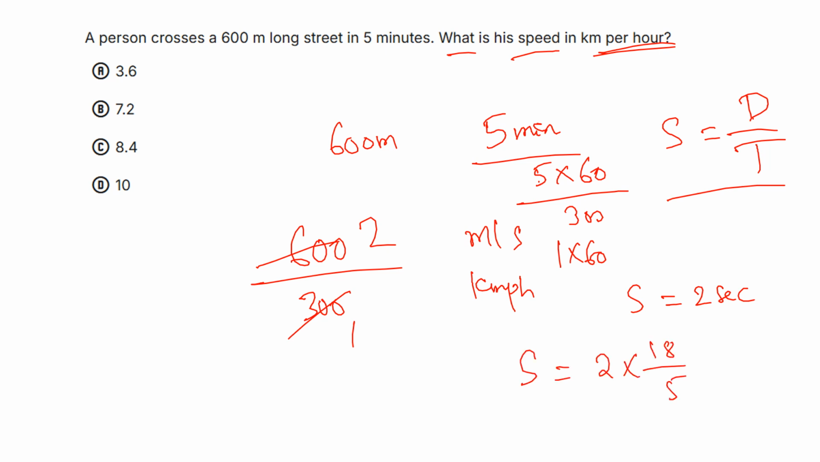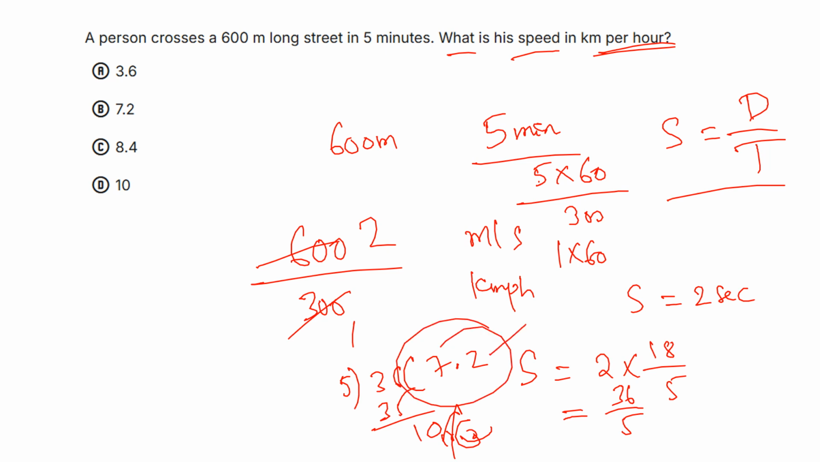18 by 5 equal to 36 by 5, right? You are aware, right? How to calculate this? 5 sevens are 35, carry 1, then 5 twos are 10, plus 1 is 11... 7.2 is the value here. Got it? I hope you are aware of this calculation, right? The easy one. So you can get 7.2 here.